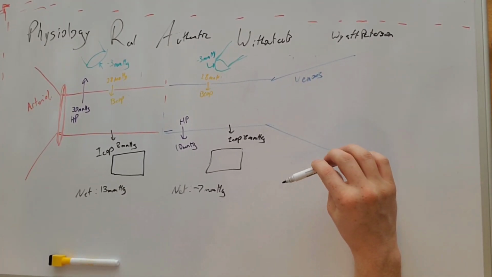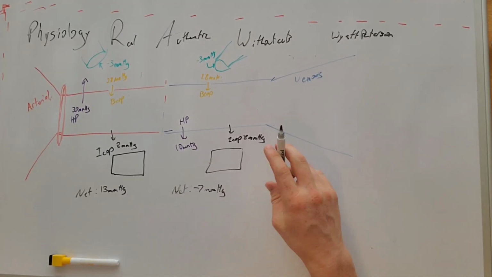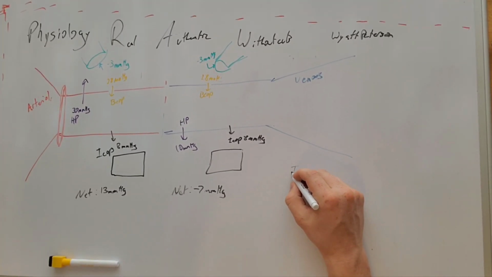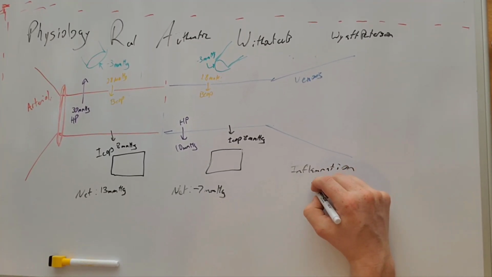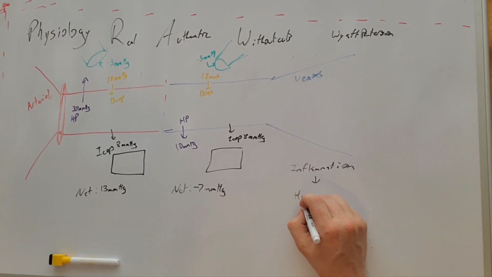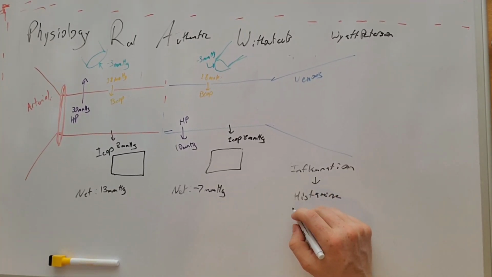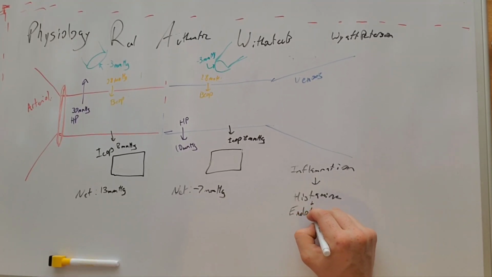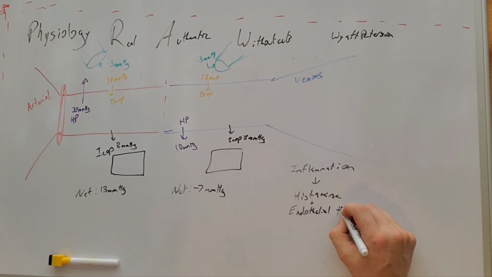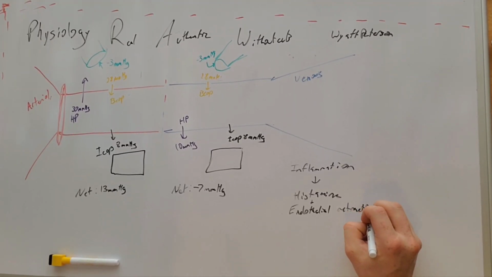So edema is when there's a concentration of water outside of the vein or artery, so like in the interstitial space. So inflammation is caused from a histamine buildup. Histamines cause endothelial retraction. So something I neglected to say at the beginning.